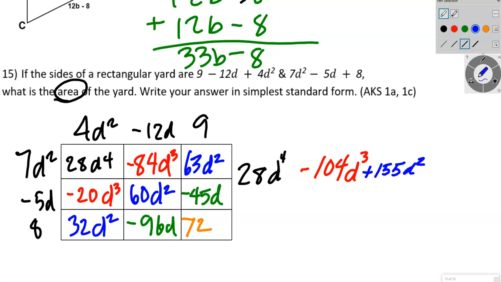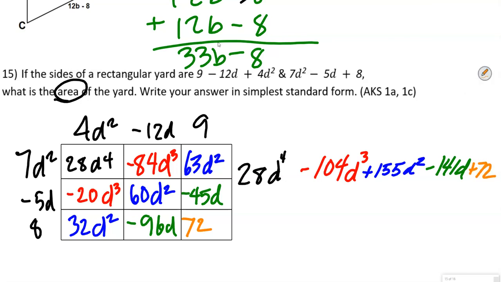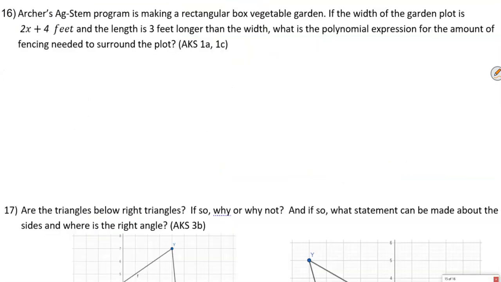Then we got negatives for the next one, right? So we're going to just combine them as well. So we're going to get minus 141d, and then we've got our 72 left, right? Plus 72, okay? Remember, if you write these in descending order like I did, you're going to get your diagonals are going to have your like terms.